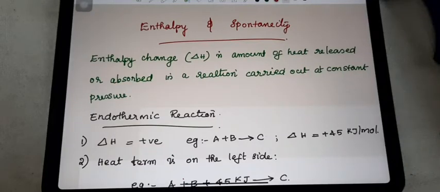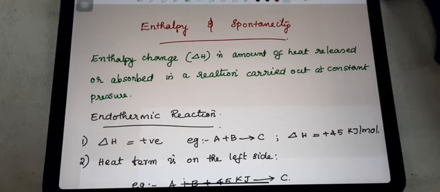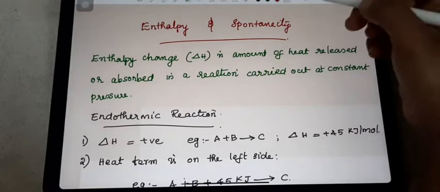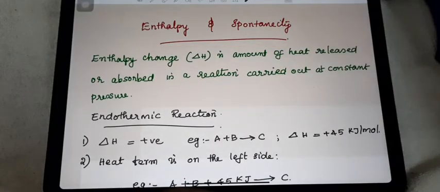Today we will discuss a new topic: enthalpy and spontaneity. What is meant by spontaneity? Spontaneity means a process that occurs without an external agency. It does not mean that the process occurs suddenly. The rate is not important in the case of a spontaneous process. Right? So we have to discuss today the relation between spontaneity and enthalpy.